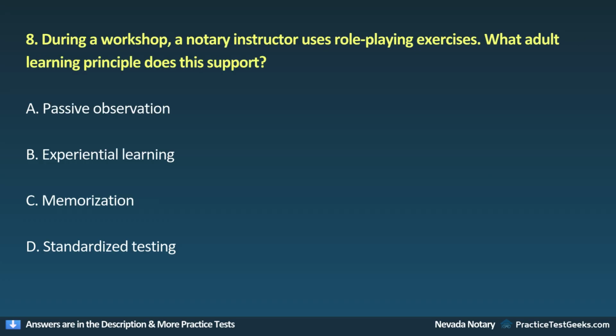8. During a workshop, a notary instructor uses role-playing exercises. What adult learning principle does this support? A. Passive observation. B. Experiential learning. C. Memorization. D. Standardized testing.